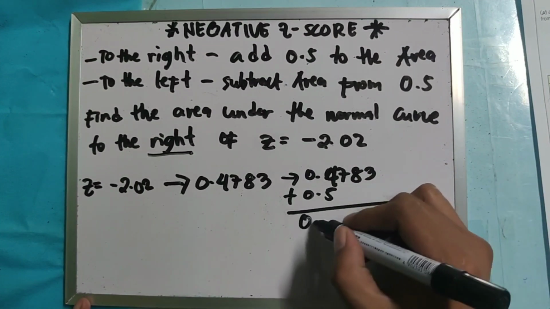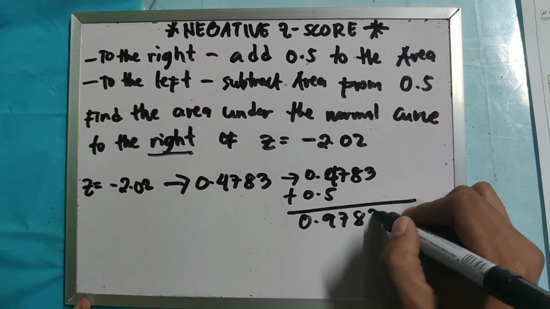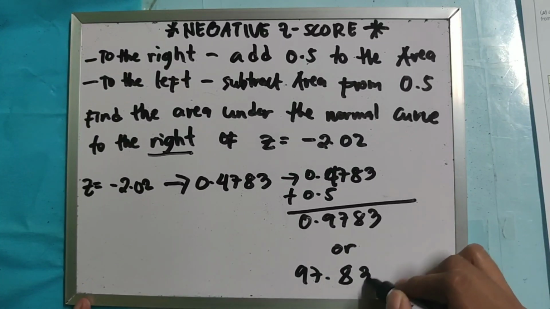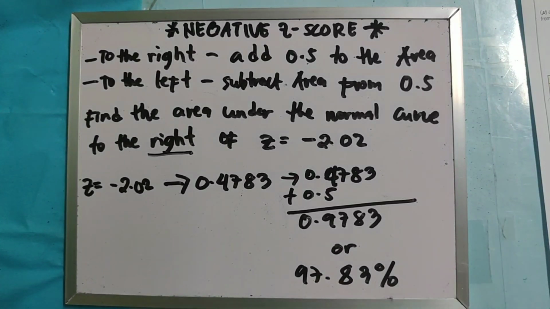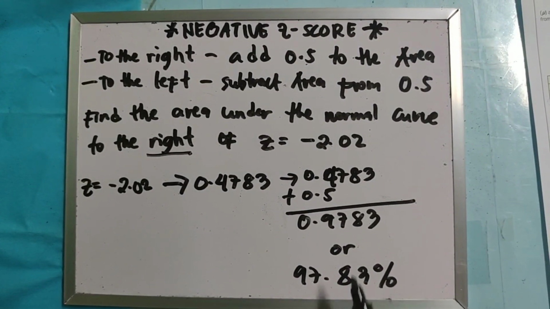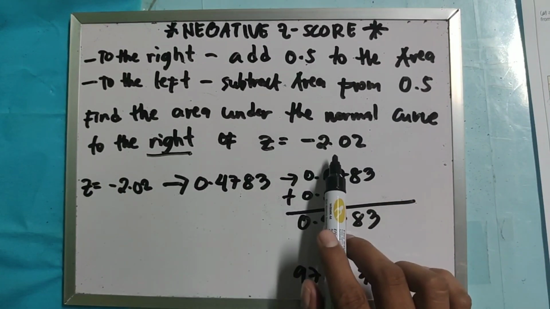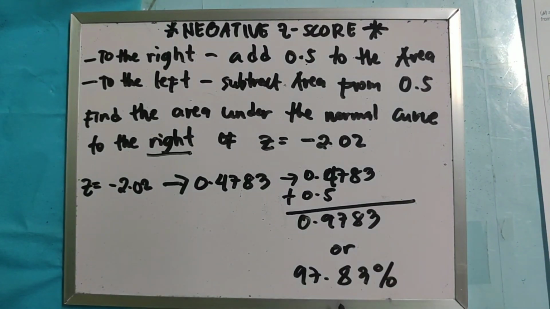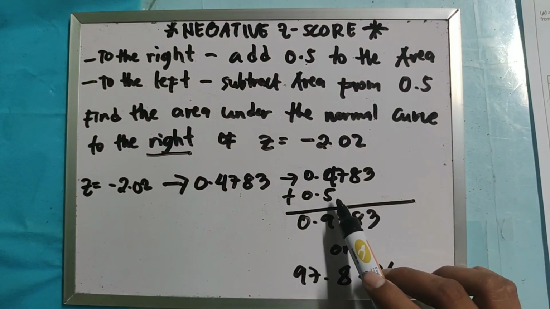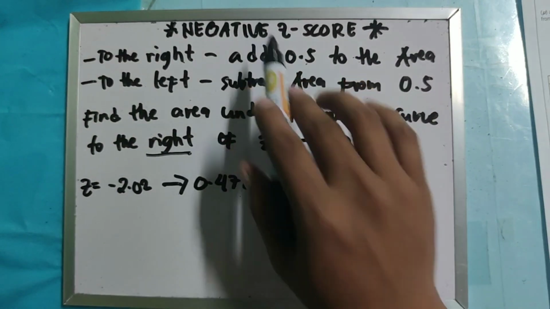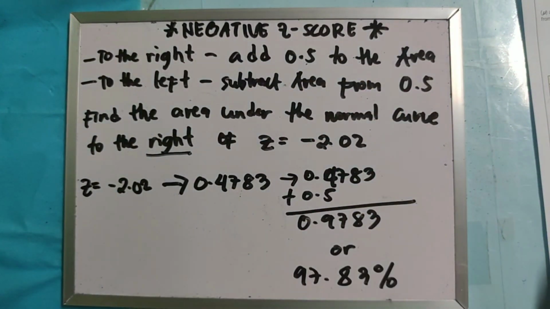So, the result is 0.9783 or 97.83%. So, the area under the normal curve to the right of z is equal to negative 2.02 is 97.83%. We add 0.5 kasi hinanap natin yung to the right of a negative z-score.